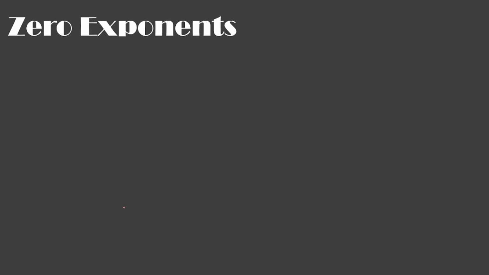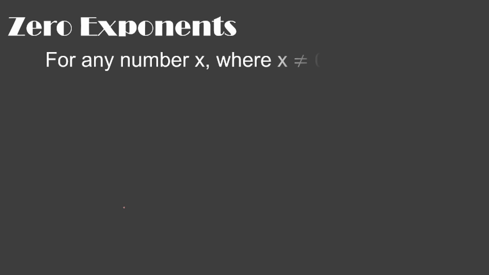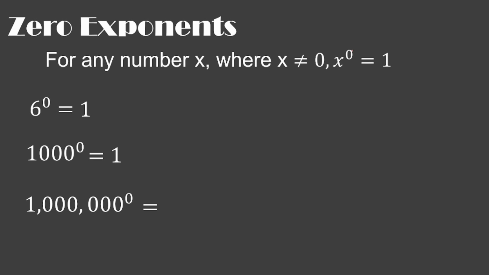Alright, let's have the zero exponents. Although I mentioned this in the previous slides, let's have more examples of it. For any number x where x is not equal to 0, x raised to 0 is equal to 1. Any number raised to 0, the result is always 1. So 6 raised to 0 is simply 1. 1000 raised to 0 is again equal to 1. 1 million raised to 0 is still equal to 1.